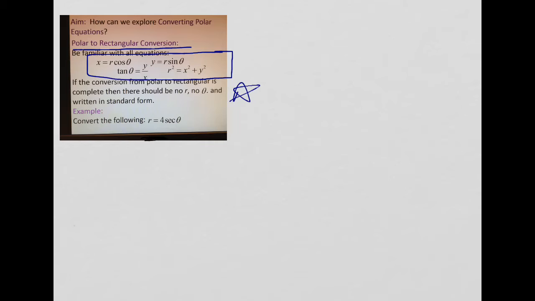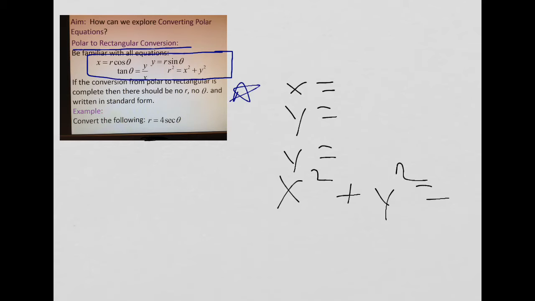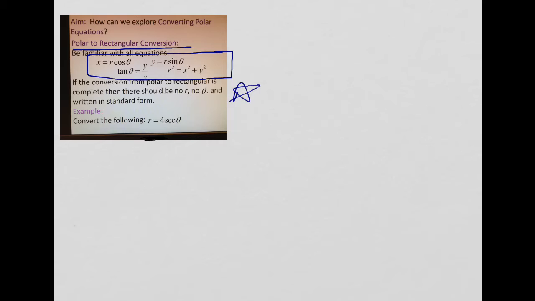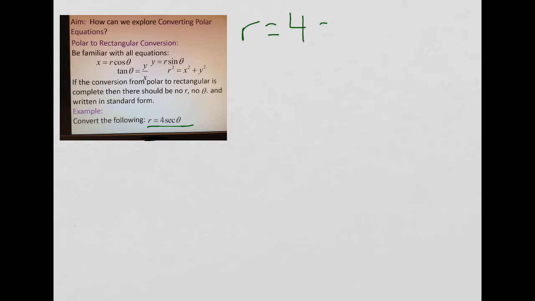That means that you're either going to get like an x equation, a y equation, y in terms of x, maybe with squares, who knows? And this is kind of like a puzzle. How can we get from one to the other? I'll erase some more so it's a little bit clearer here. So for example, we see that we have this polar equation. So r is 4 secant of theta.